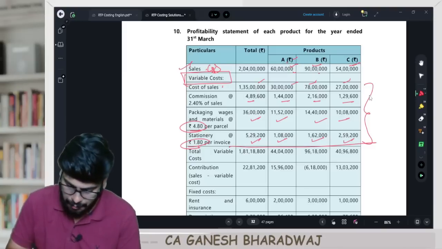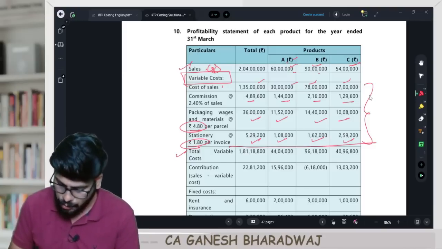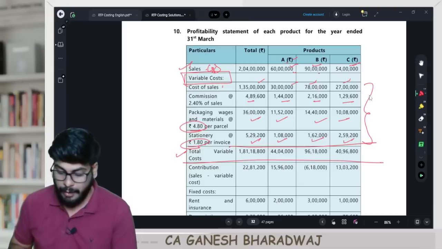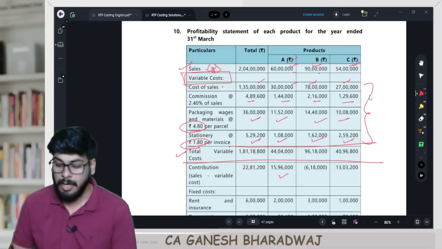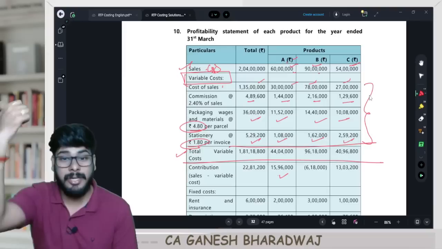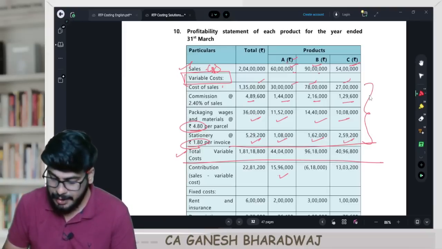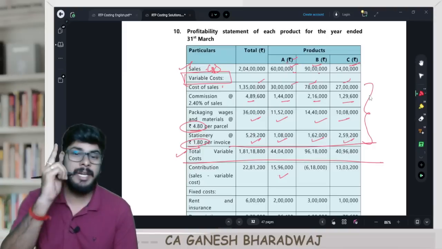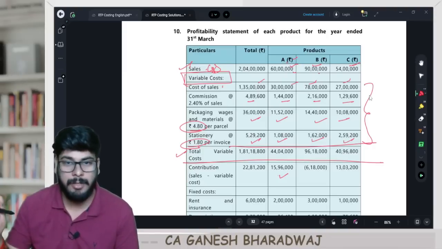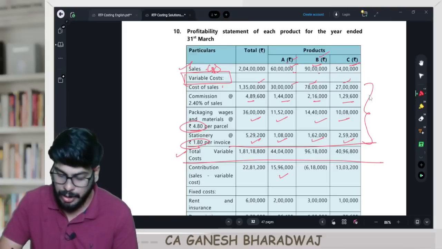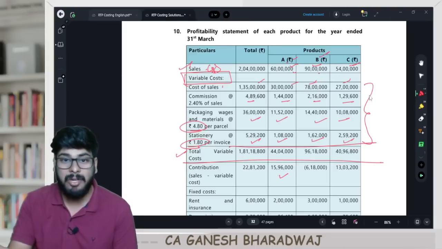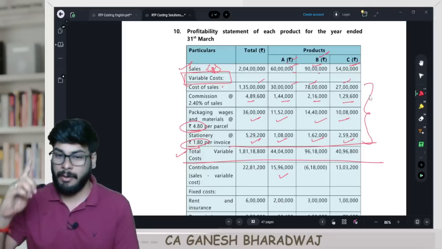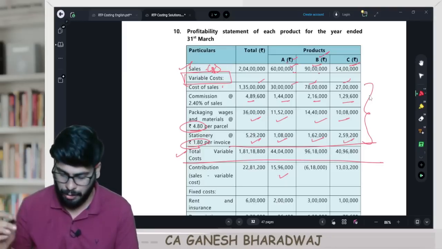Now sales minus total variable cost gives you your contribution. Product wise, if you see, product A gives you a total contribution of 15,96,000. For product B, the contribution itself is negative, 6,18,000, and product C is 13,03,200. Ideally speaking, the problem is not with product C. Now itself we can arrive at the conclusion: the problem is with product B. Product B's selling price is not able to recover its own variable cost. There is some serious problem in this particular product B.